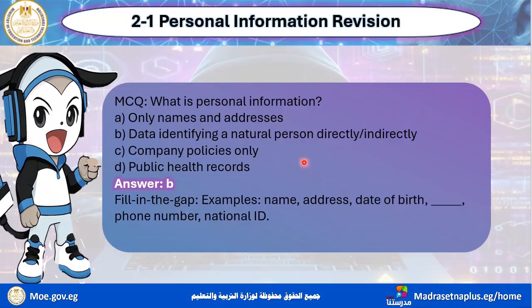Well, fill in the gap. Examples: name, address, date of birth, phone number, and national ID. So, what are we missing here? It's gender. These are part of the personal information: name, address, date of birth, phone number, gender, and national ID. We call all of them personal information.